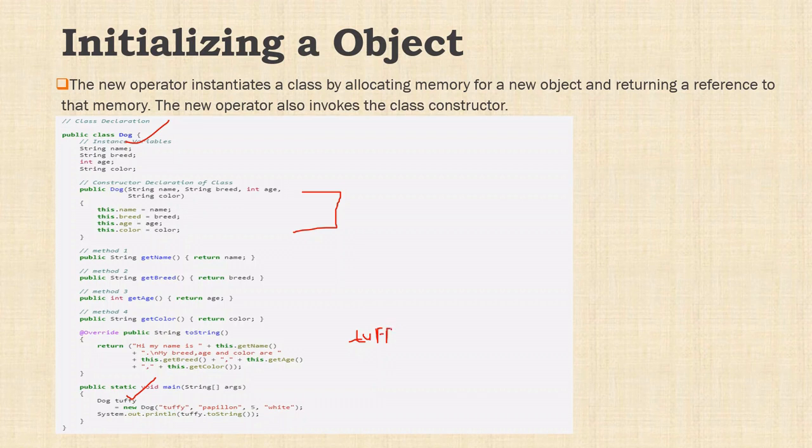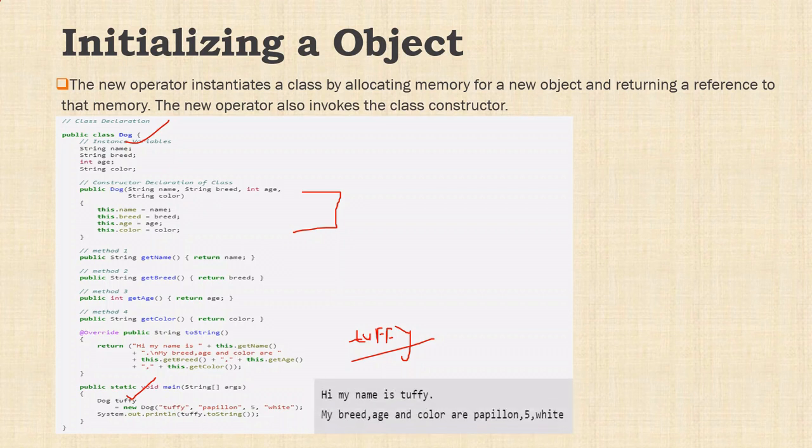So one instance toffee will be created here. Like this we can declare the object and create the object with the new keyword. The output will be: my name is toffee and my breed, age, and color are papillon, 5, and white. So the output will be like this.